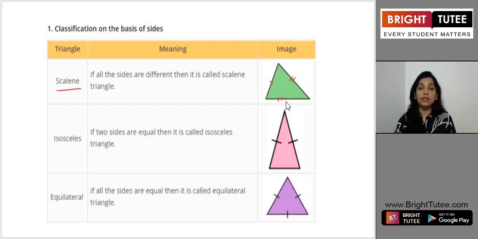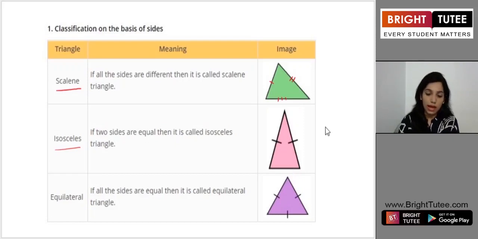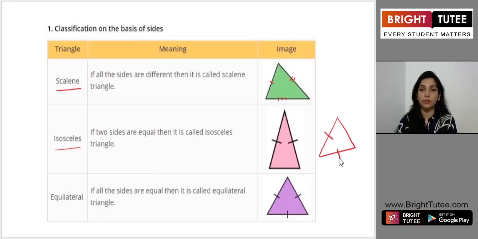Now let's look at the next classification. Isosceles. Isosceles triangles are those where we have two sides of equal measure. This is very important to remember: any two sides. It's not that just these two sides can be equal. I can also draw this kind of triangle and say that these two sides are equal. So it should have two sides equal, and it is called an isosceles triangle.